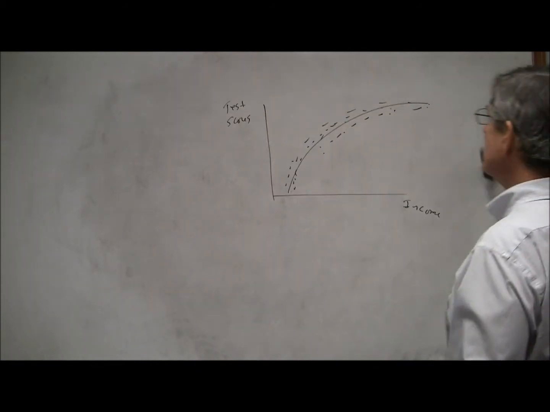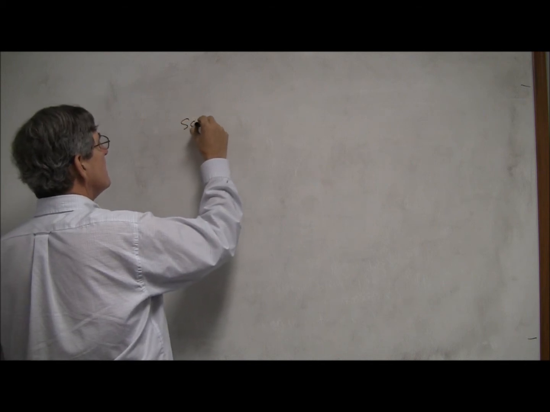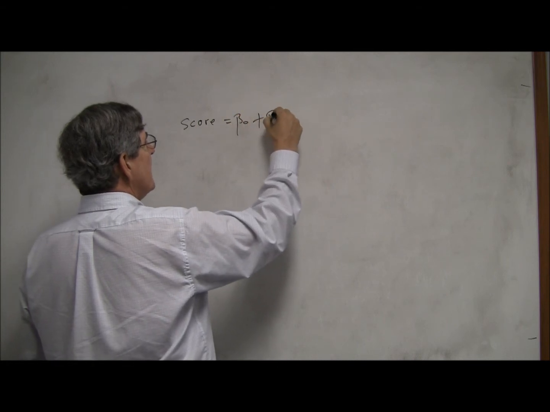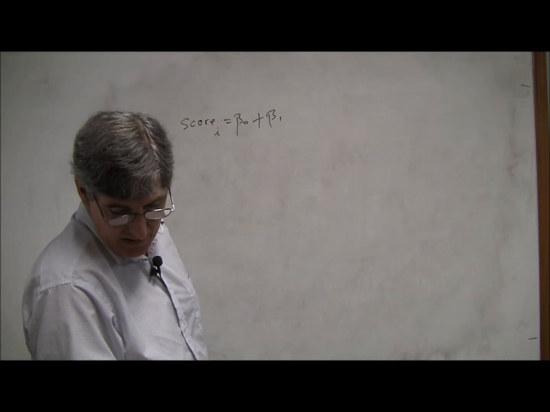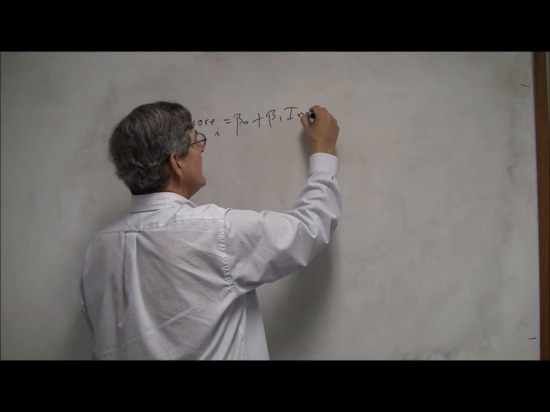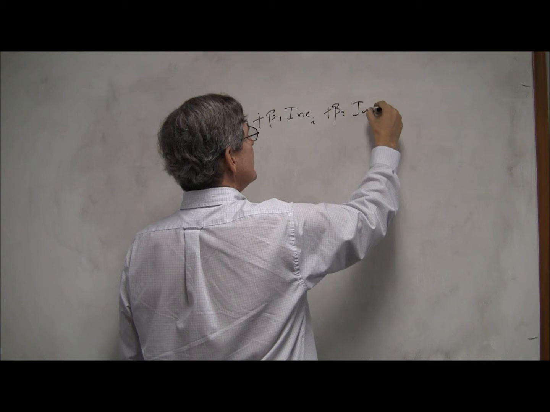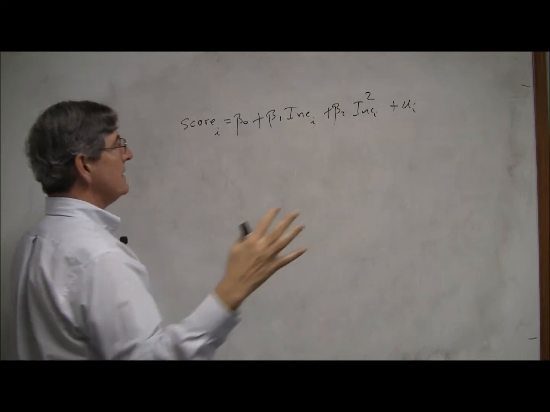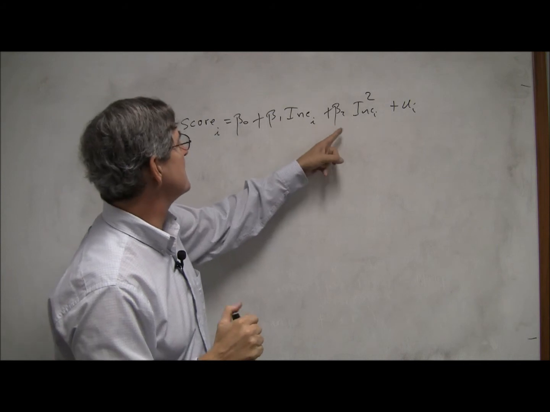So let's think of a model where we say the score in district i is beta 0 plus beta 1 times income in district i, plus beta 2 times income squared, plus u i. Now, there's no problem with estimating this with the techniques we've had so far because it's still linear in the coefficients, which is all that really matters.